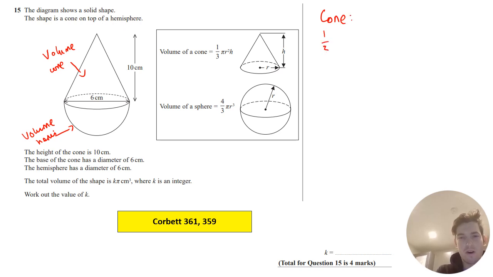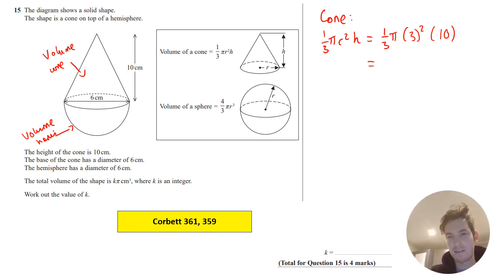My formula is 1/3 pi r squared h. And now I need to think, what's my radius? What's my height? Well, I'm not given my radius, am I? I'm given my diameter. My diameter is 6, so my radius has to be 3. So my radius is 3, and my height, I can see, is 10. Okay, let's simplify this. 3 squared is 9. 9 times 10 is 90. 90 divided by 3 is 30. So I get 30 pi.